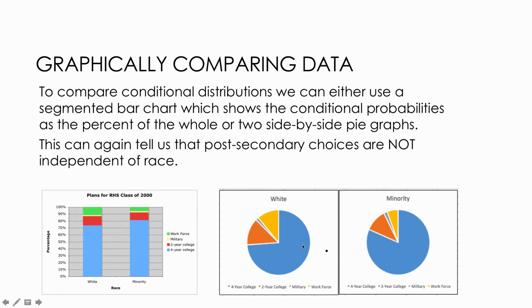I can do the same thing over here in a side-by-side pie chart, because pie charts, again, give the percent of the whole. So that's what these two have in common, is that they both give percents of the whole, and I can look at each specific pie slice to make those determinations.